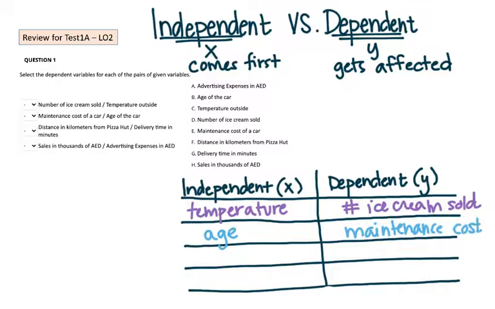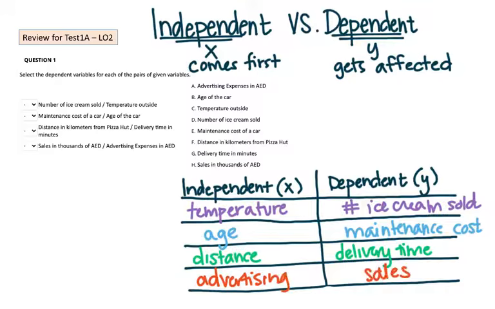The distance you live from Pizza Hut and the delivery time. I think the distance comes first, and dependent upon how far you live, what the distance is, that will affect the time it takes for the delivery man to deliver the pizza. And then lastly, sales, I guess, of some item, and the advertising expense. I think that first you do your advertising, and that has an effect on your sales.